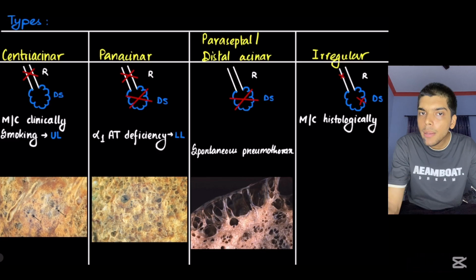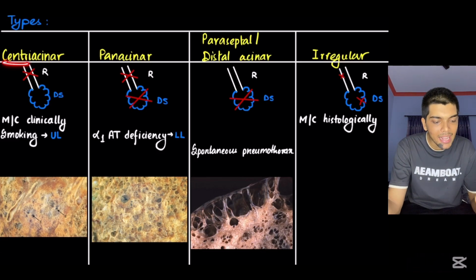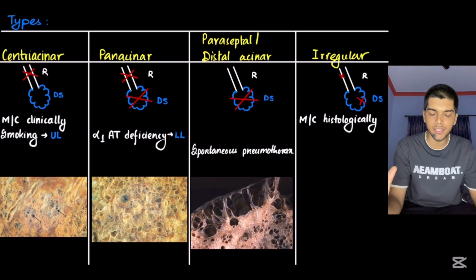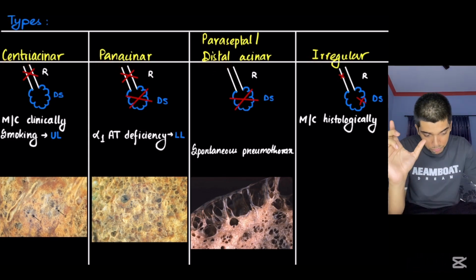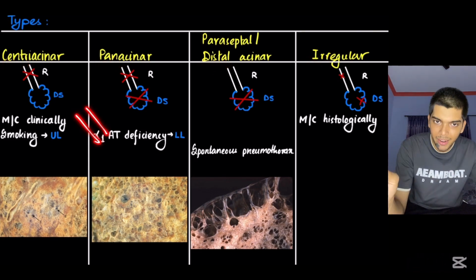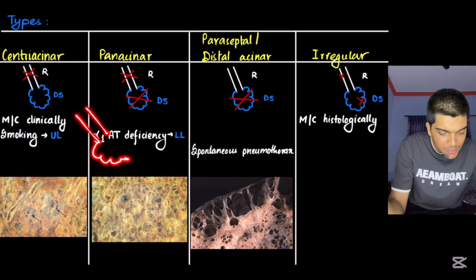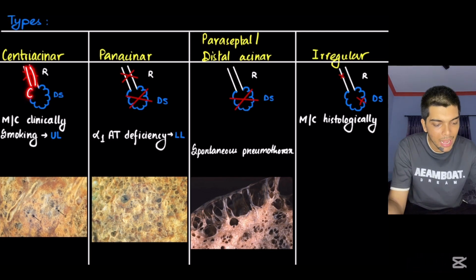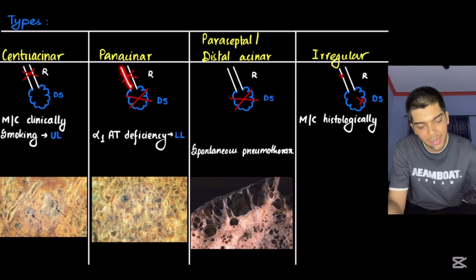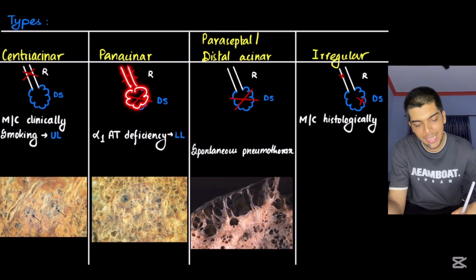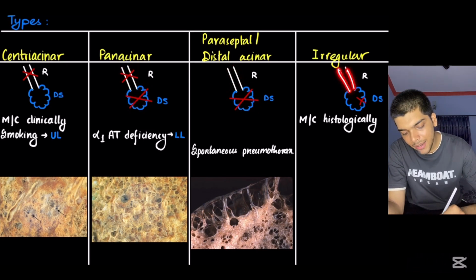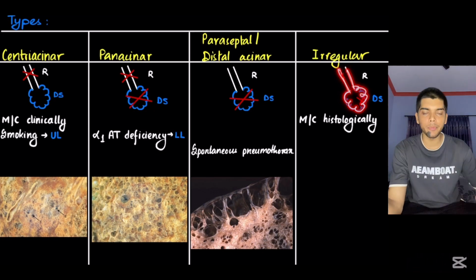Alright, now the types of emphysema: centri-acinar, pan-acinar, distal acinar, irregular. Very easy, hear me out. See, this is your respiratory bronchiole, this is your alveolar duct and sac. Alright, respiratory bronchiole, alveolar duct and sac.